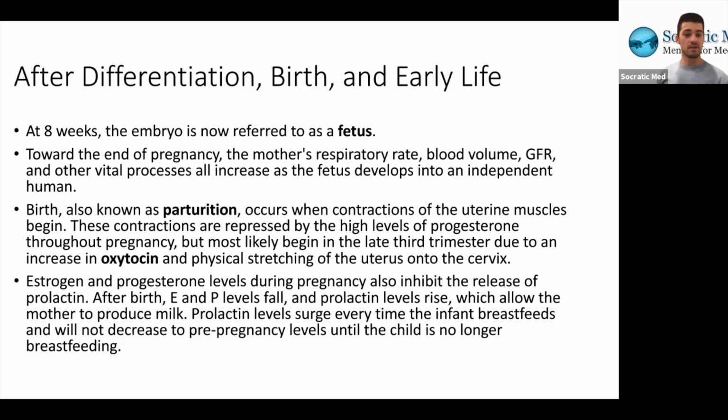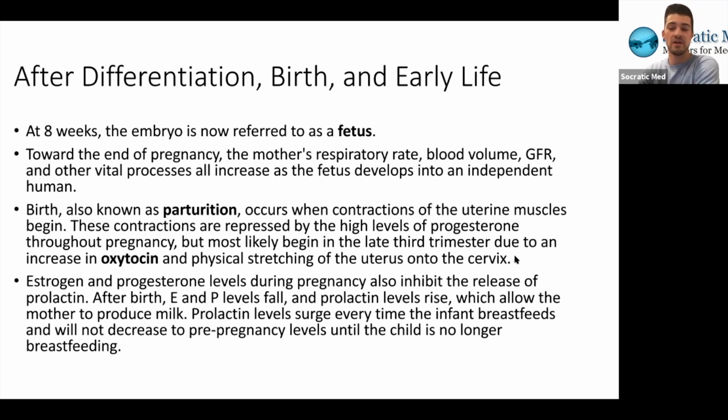So birth is also known as parturition. It occurs when contractions of the uterine muscles begin. These contractions are repressed throughout pregnancy by the high levels of progesterone. They most likely begin in the late third trimester due to an increase in oxytocin and also physical stretching of the uterus and the cervix.